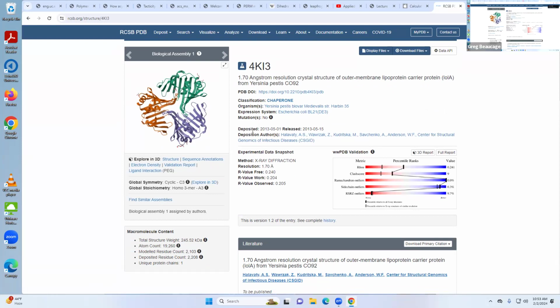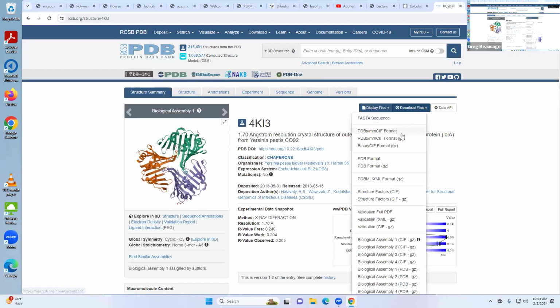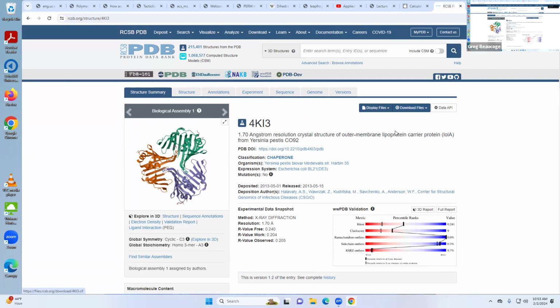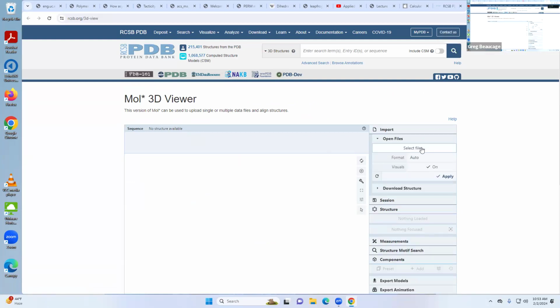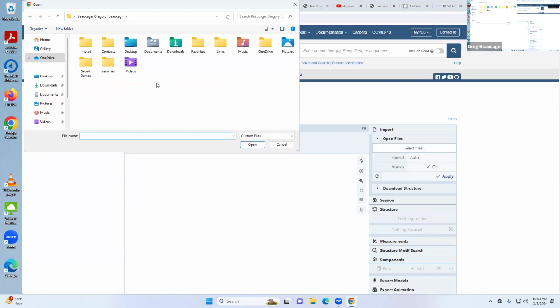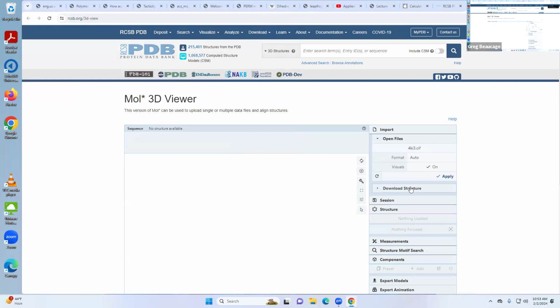So where is it that you get the file, download files? PDB, protein DB, CIF. It can be any of these formats, I think. And then you can read it into this program. This is a web program, but if I can find where that file went, it's probably in downloads. Right here. And you open that, and then you have to display it somewhere here.